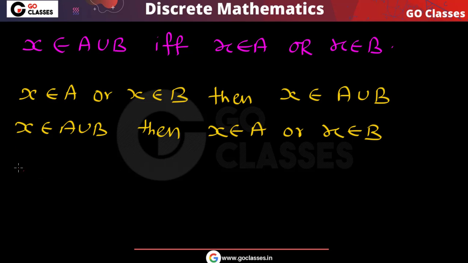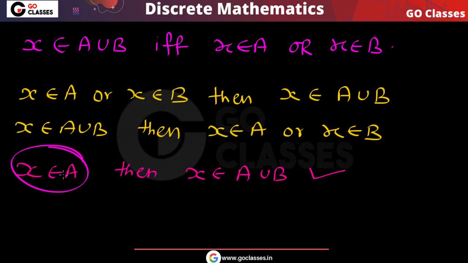Now, very important. If x belongs to A, then can we say that x belongs to A union B? Yes, because if x belongs to A, then definitely x will be in A union B. So if x belongs to A, then I can say that x belongs to A union B. But remember, the reverse direction is not correct.